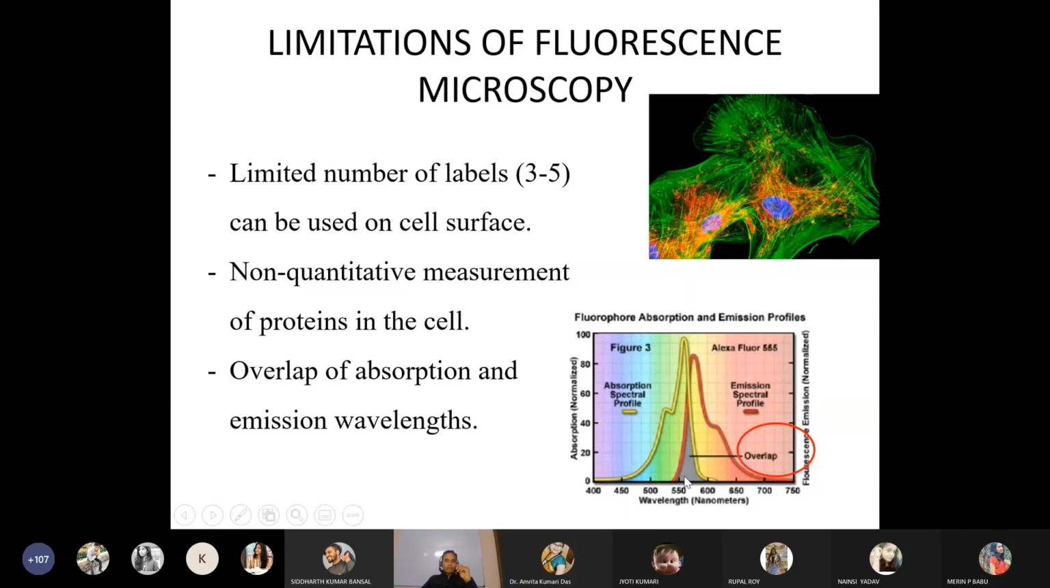The second problem is the overlap. I talked about this overlap of the absorption and emission spectral profiles, and this overlap is a concern in this case. It further hinders our distinction between two different molecules as far as the tag is concerned.